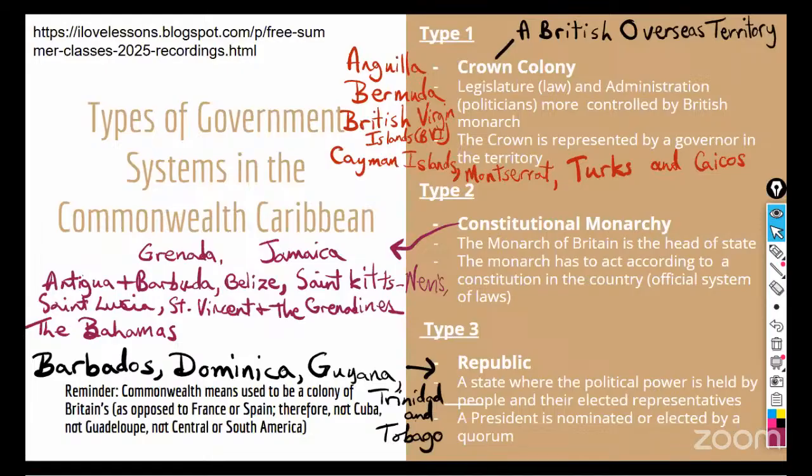Right, and if we do MPs, what we're looking at is what their role and responsibility is, right? Grenada is a constitutional monarchy. Look at right up here in pink, right?